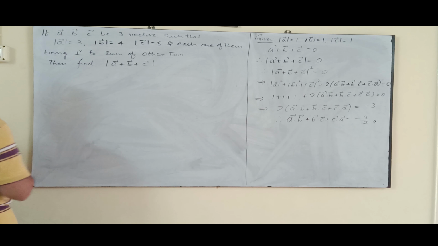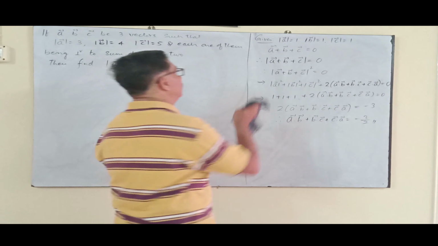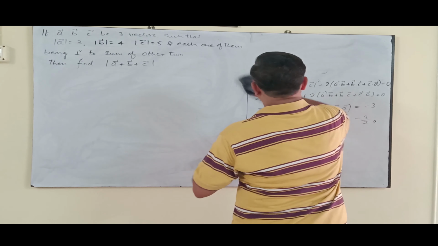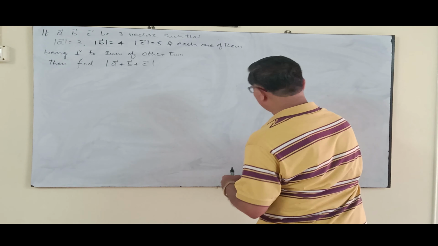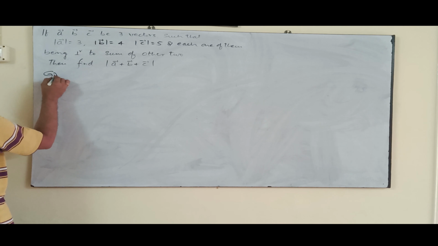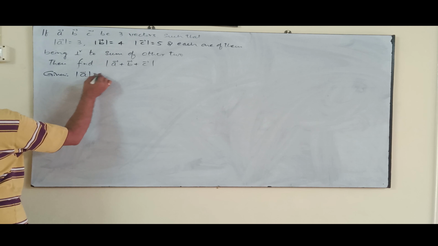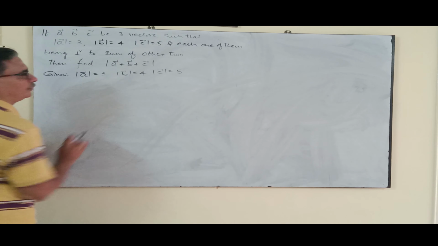In the annual exam there is a 3-mark question. Now listen: if a, b, c are three vectors such that the magnitude of a is 3, the magnitude of b is 4, the magnitude of c is 5, and each one of them is perpendicular to the sum of the other two. Totally three vectors are given, namely a, b and c.